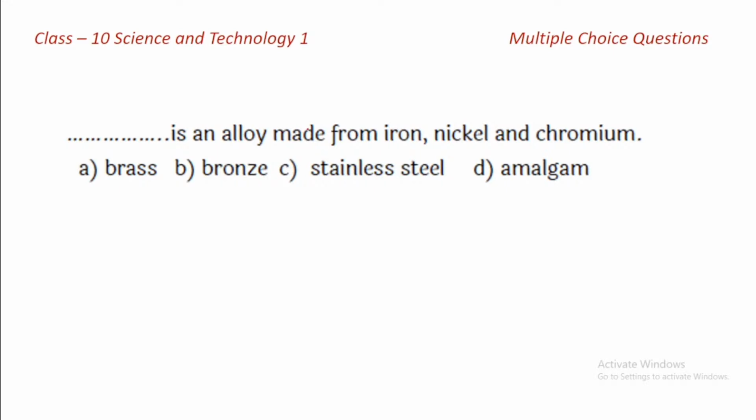Dot dot is an alloy made from iron, nickel and chromium. So the options are brass, bronze, stainless steel or amalgam. Correct answer is option C. Stainless steel is an alloy which is made from iron, nickel and chromium.